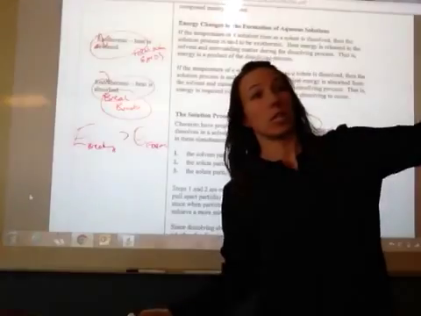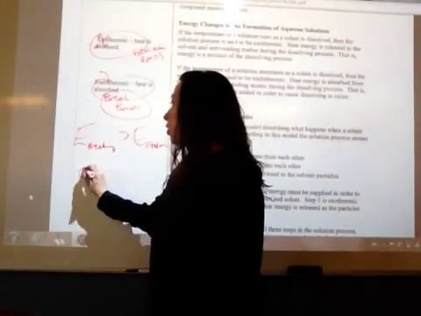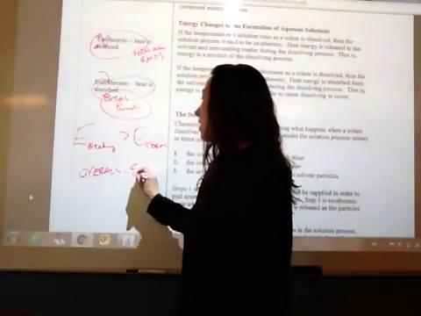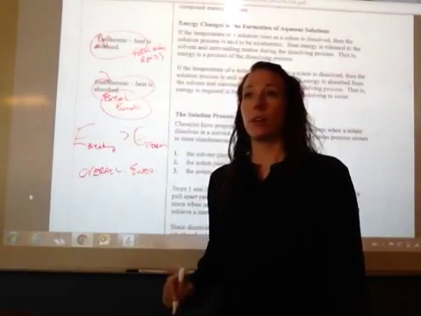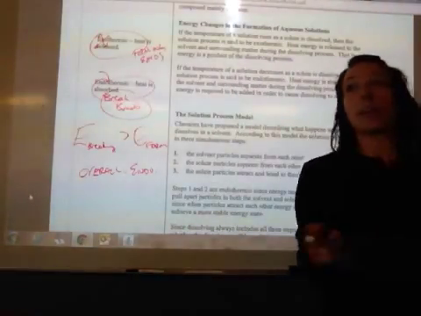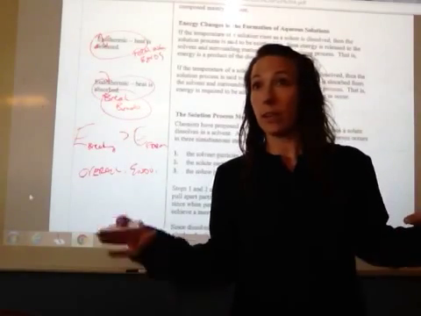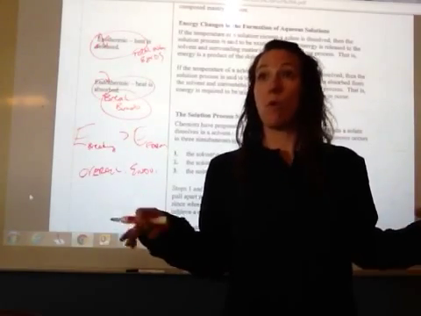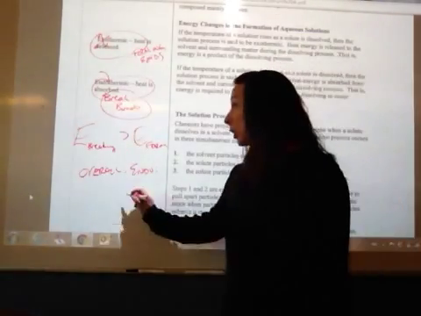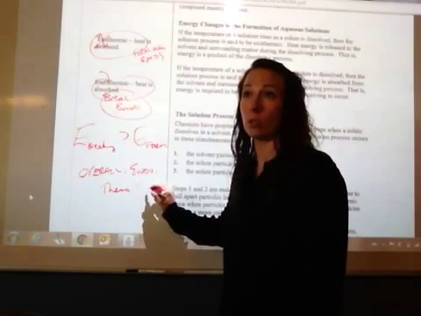If more energy was required to put in than there was energy given out, overall this is going to be endothermic. Overall, energy in, energy in, energy in, energy out. More energy came in than went out. So overall, endothermic. So my thermometer would go down because it's getting colder.